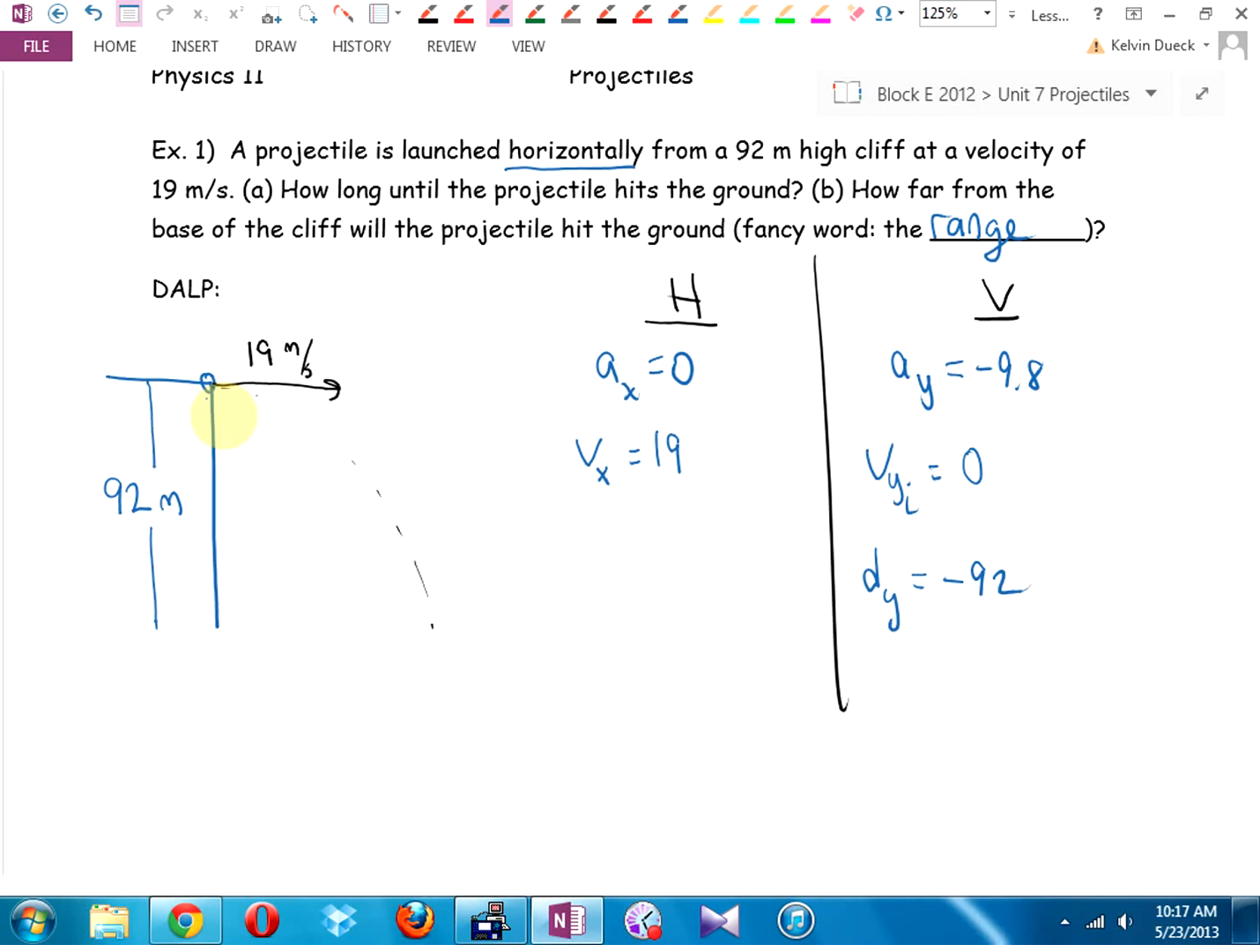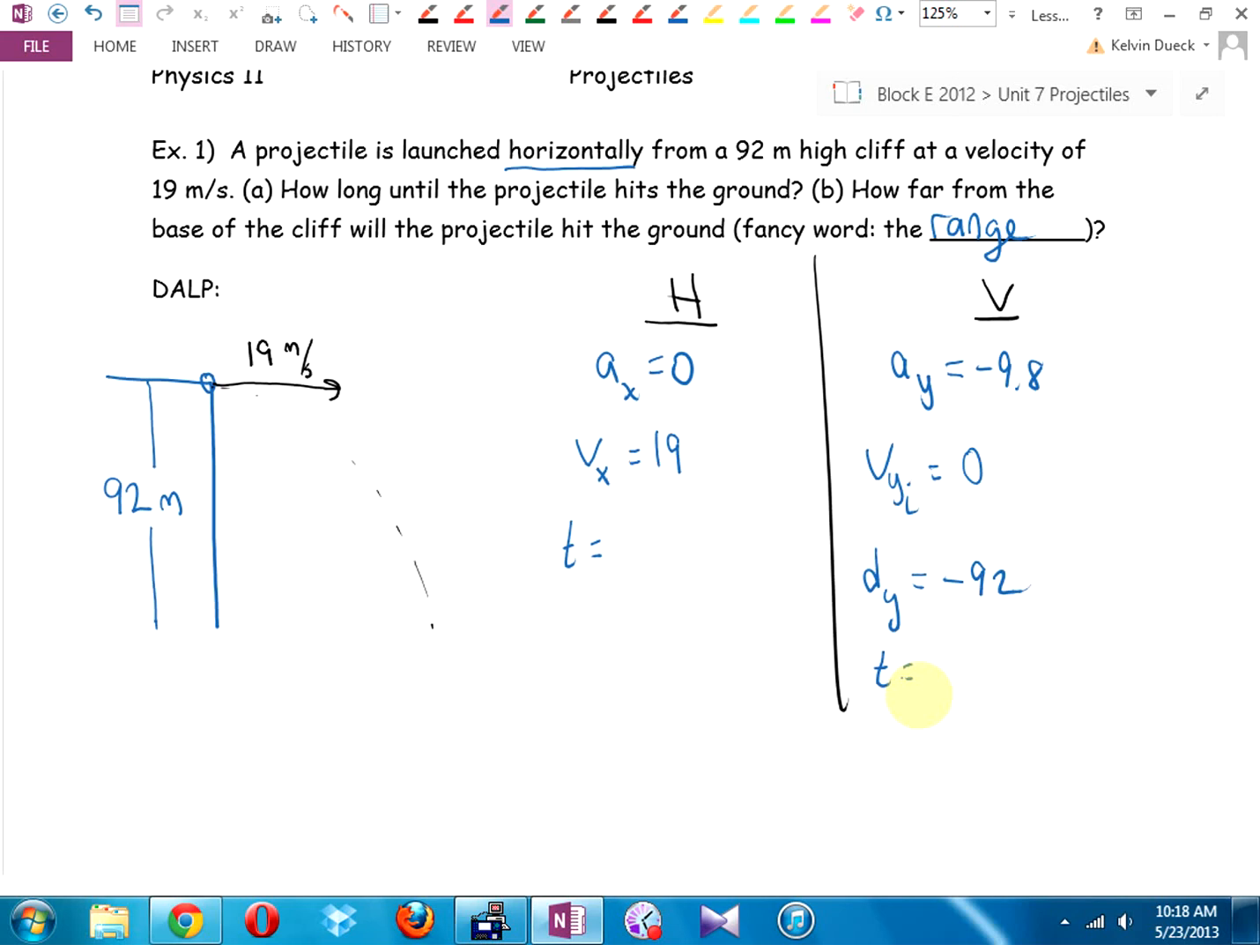Which column do I have 3 things in now? That column. Now I'm committed. I'm going to solve the rest of this question vertically. And in particular, what I want to find is time. Why did I put the same T underneath both columns? Ah, good. You guys are starting to think right. The time traveling sideways is going to be the same as the time that you've fallen for.